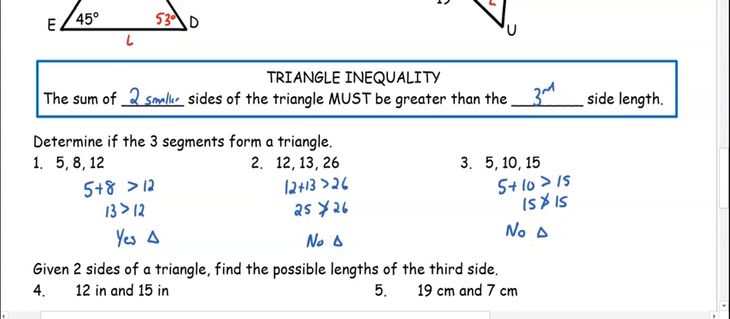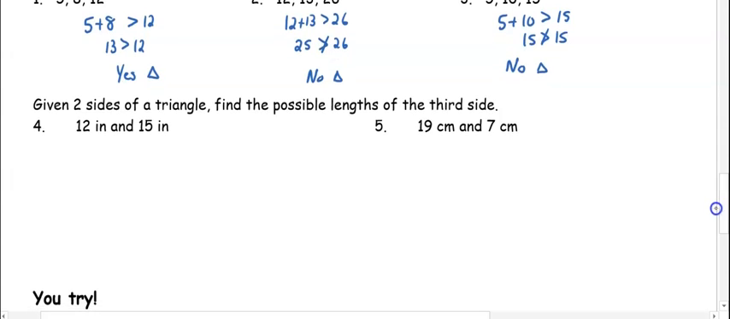Now, if we are given two sides of a triangle, we want to find the possible lengths of the third side. So the third side here is x. Now, in this case, we don't know which side is larger, so we're going to do three inequalities. We're going to have 12 plus 15 has to be greater than x. 12 plus x has to be greater than 15, and 15 plus x has to be greater than 12. Now, 15 is already greater than 12, so we're not going to look at that inequality because x could be any number, but if it's a negative, that wouldn't work. So we're going to solve the other two inequalities.